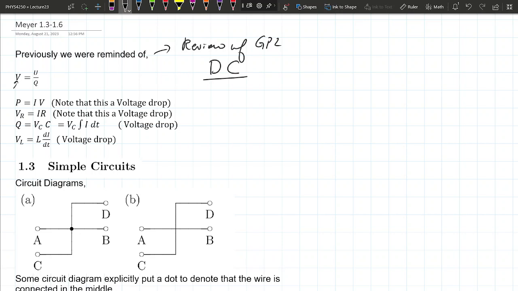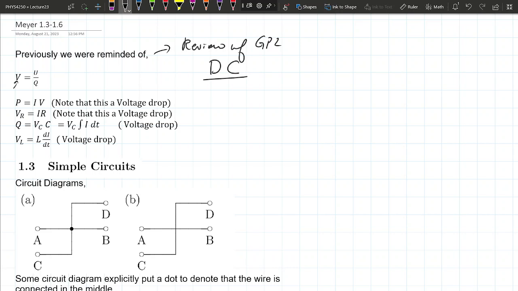Then we have these power equations, where power is basically the current flowing through a particular object times the voltage V. Unfortunately we're using this letter V in 2 different meanings. Up here, V is the potential at a particular point. It's 10 volts here, 15 volts here, 30 volts here, negative 5 volts here. But in this equation, it indicates a voltage drop.